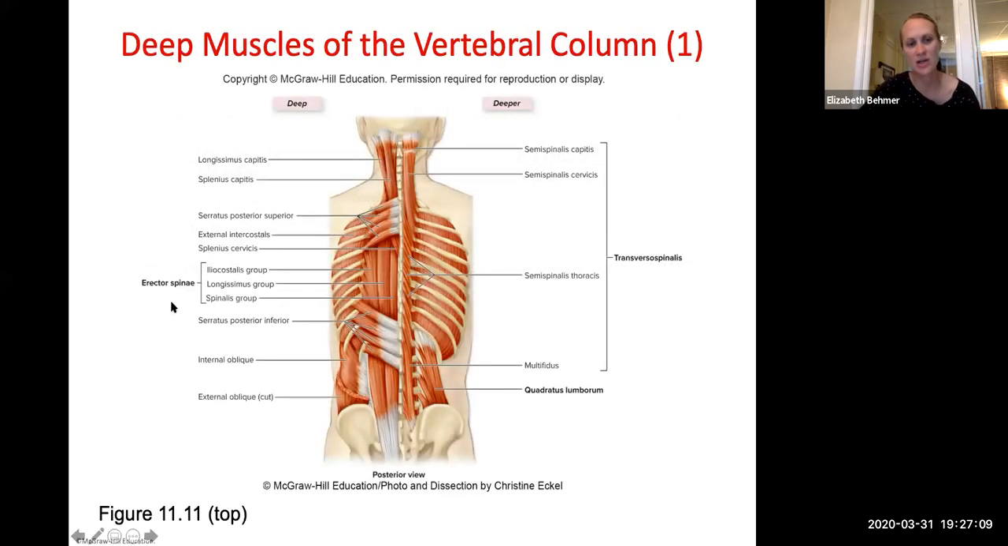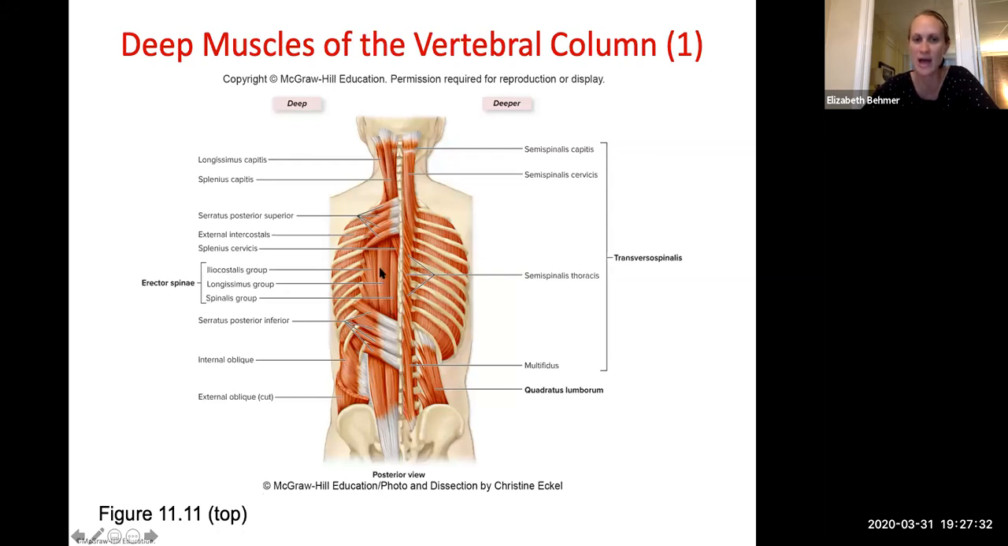So here are your erector spinae group muscles in bold. And I know it might be hard to see, but the ones closest to your spine are the spinalis muscle group. So you can see how they run parallel with your vertebrae, or your spine. So that's the easiest way to remember which one is most medial. The spinalis is next to your spine.